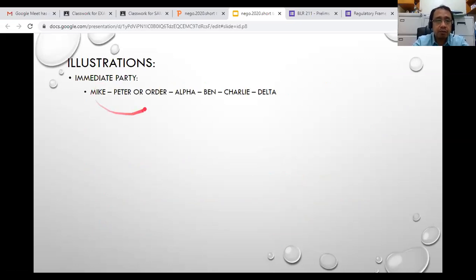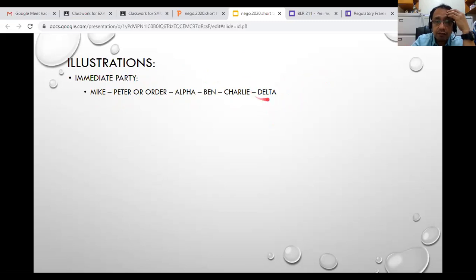Okay, so Mike to Peter or order Alpha, Ben, Charlie, or Delta. As between Mike and Delta, what is the nature of the relationship? Is it immediate or remote? By distance, Mike and Delta are considered apart. So they are remote, di ba? Magkalayo sila eh. But for purposes of Section 16, is Delta considered a remote party?